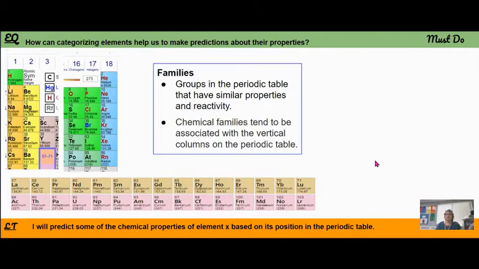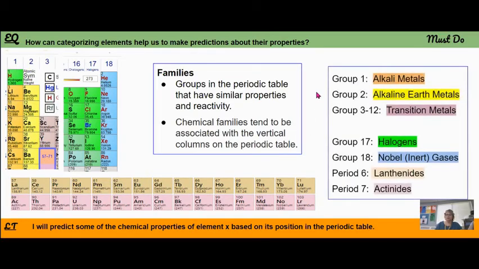Families are groups in the periodic table that have similar properties and reactivity. So sometimes instead of calling it group 1, we will call it by a special name. Chemical families tend to be associated with the vertical columns on the periodic table, except for this one right here. There are 2 families right here where they are in rows.